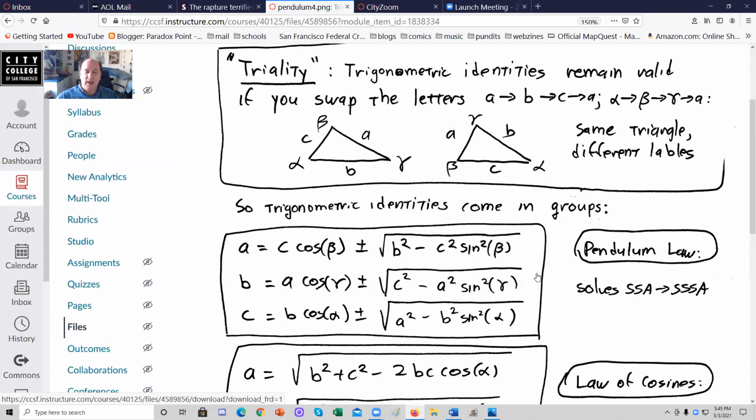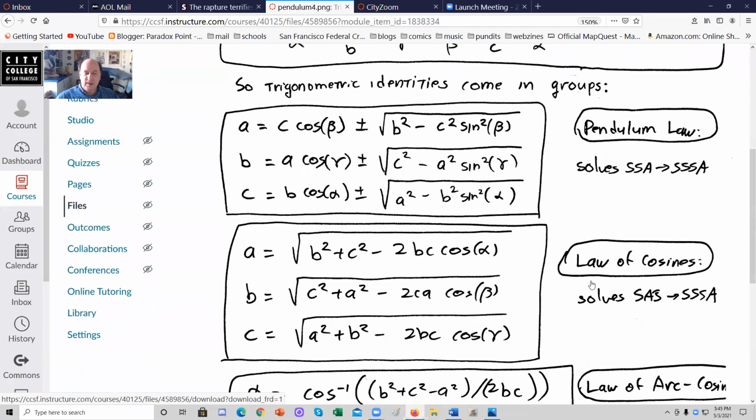We swap around the letters. Here, the pendulum law with A in terms of C, B, and beta. Here's B in terms of A, gamma, and C. Here's C in terms of B, alpha, and A. It's symmetrical if you swap around the letters.